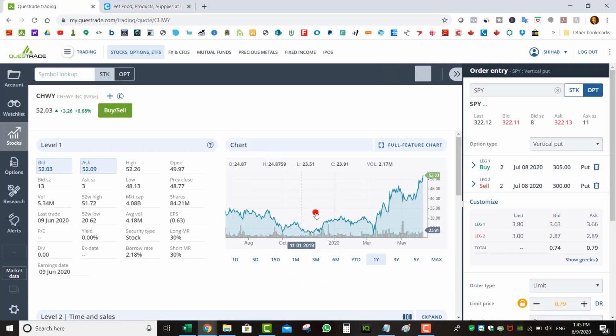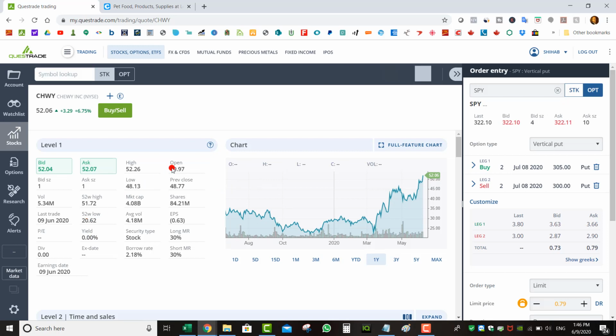If we look at the stock of Chewy over the past year, it has gone up a lot. I think it was trading in the 20s at some point, 22, to right now trading at $52. That's ridiculous. So the 52-week low was 20.